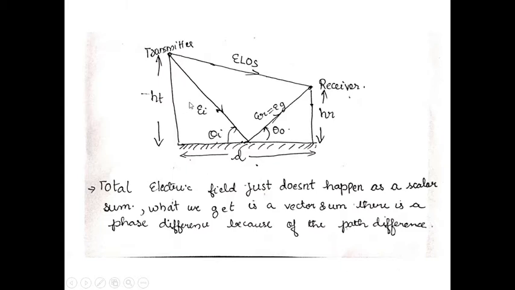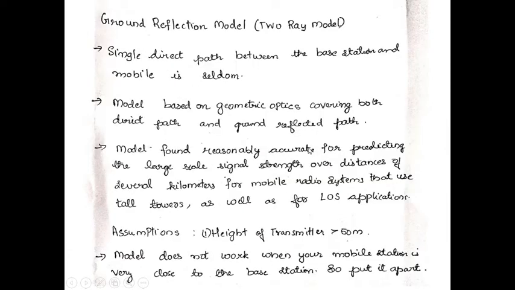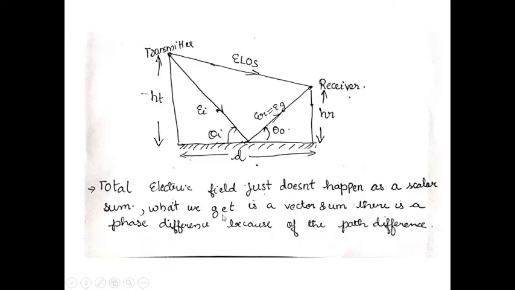So say, for example, we have a base station, which we consider here as a transmitter, and the mobile station, which we consider here as a receiver. This is the height of the transmitter, and it should be greater than 50 meters. That is the first condition. Another condition is that they should be at some distance apart, at least a distance of D. And this is the height of the receiver, HR.